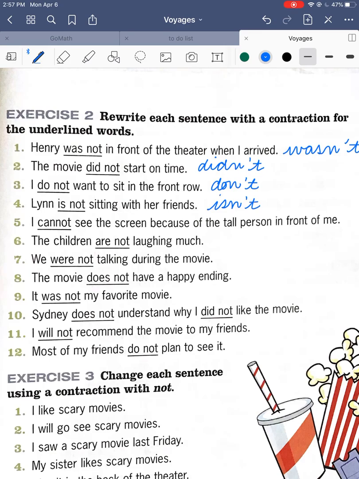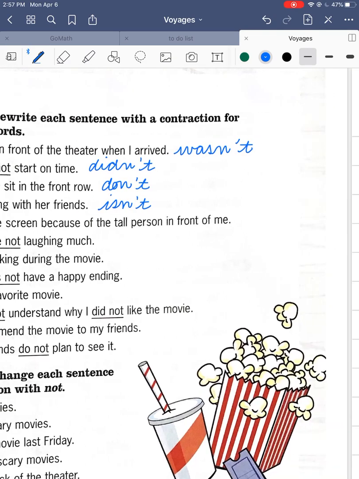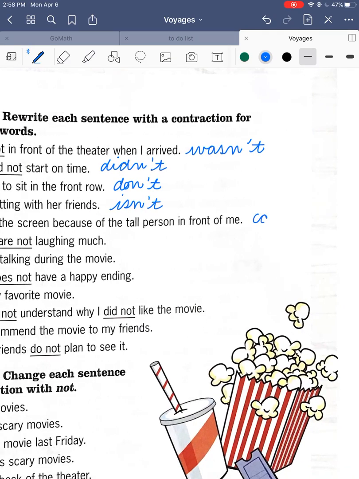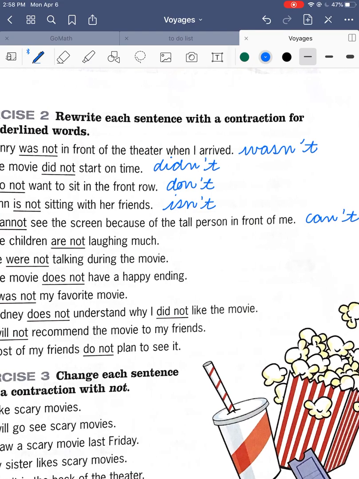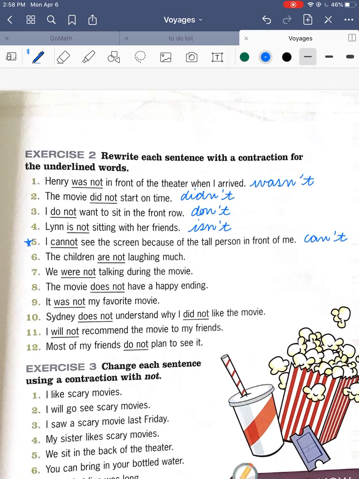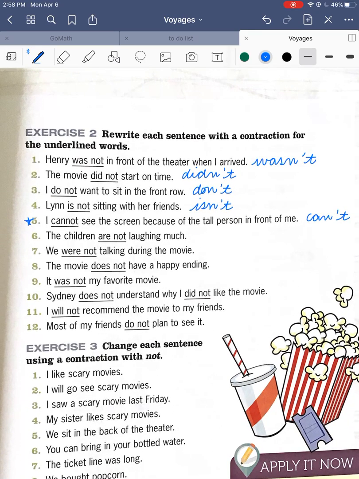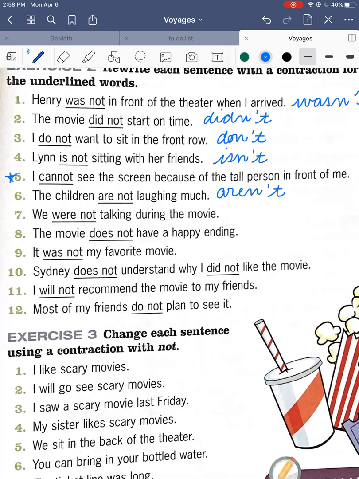I cannot see the screen because of the tall person in front of me. Cannot is one of the special ones, and it's going to become can't. The children are not laughing much. Are not is going to be aren't. We were not talking during the movie. We weren't talking during the movie.